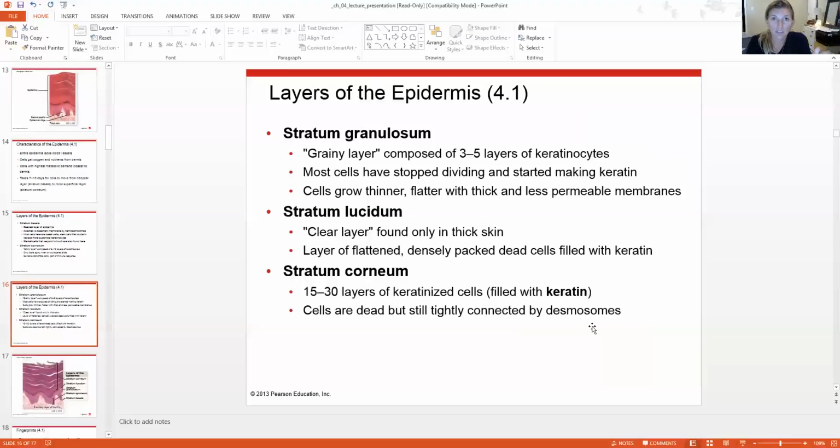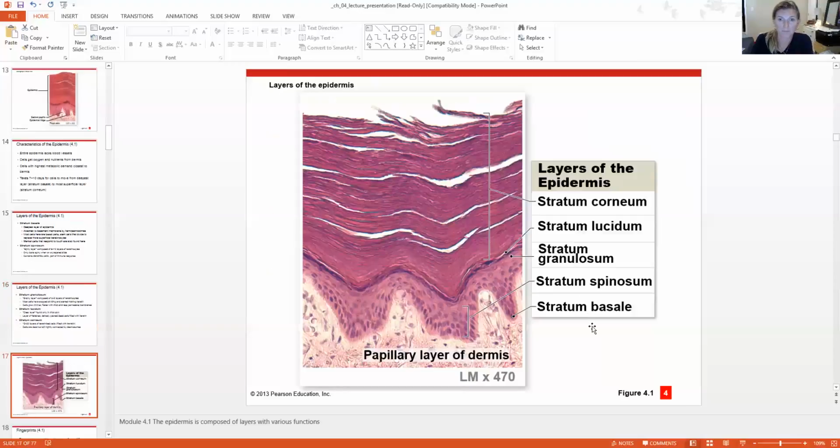They're no longer living, but they're still connected, and they continue to shed off very quickly. So there you can see all the layers, and they're really hard to detect unless you have a trained eye.